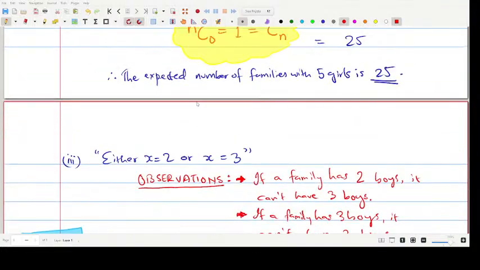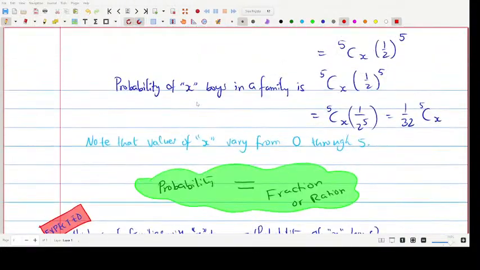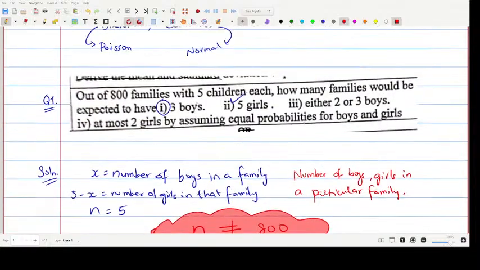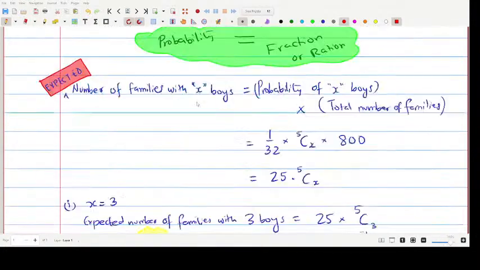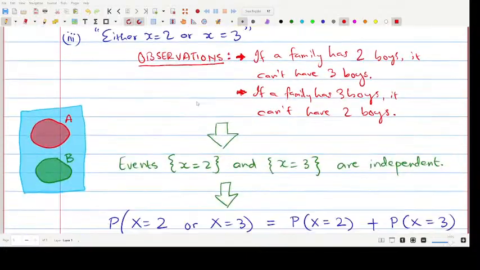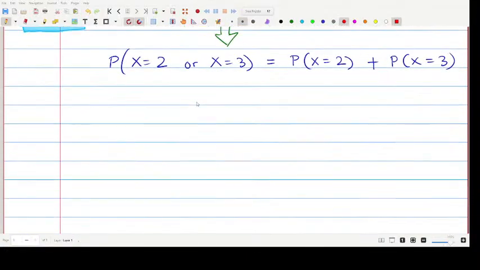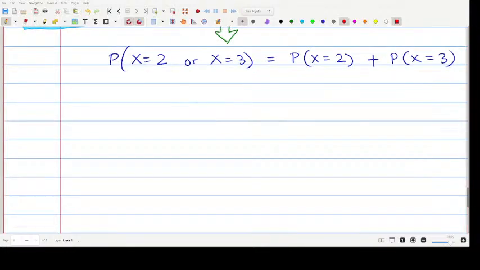So in this case, in the third question, where we have to find the number of families which have either 2 or 3 boys, what we need to do is find the number of families with 2 boys, find the number of families with 3 boys, and add them. So now things are pretty simple for you, right?